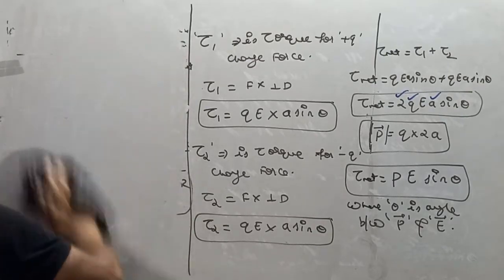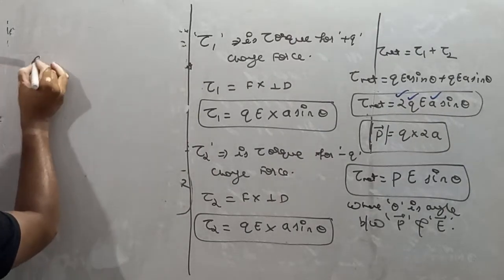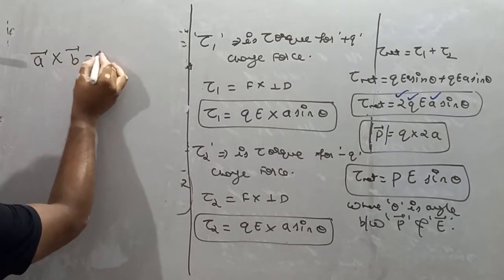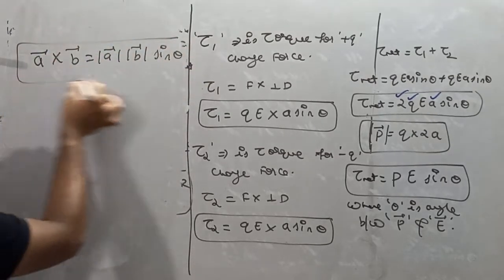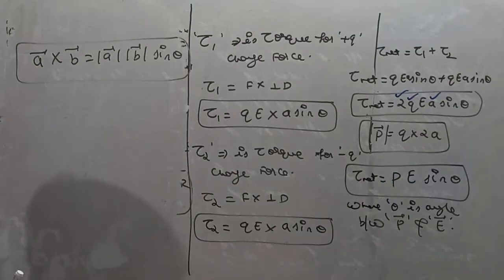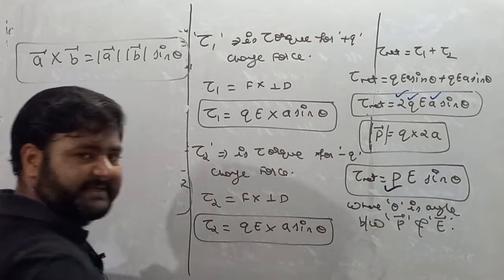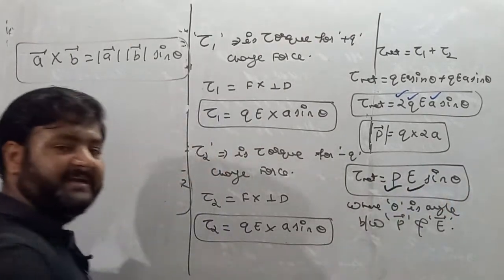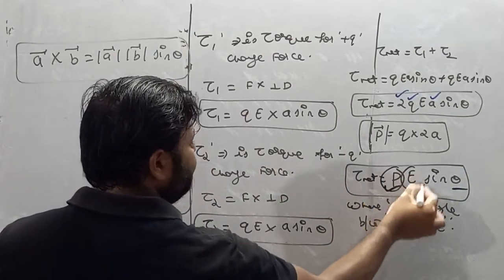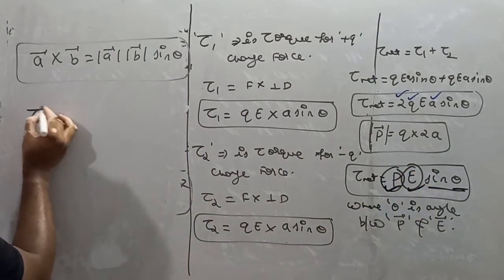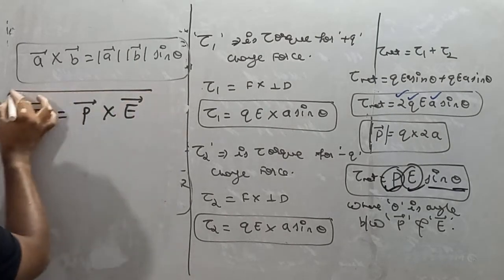then we know cross product of two vector quantity, that is A vector cross B vector, is magnitude of A, magnitude of B and sine theta. So we know that P, that is dipole moment, is vector quantity. Similarly, E is electric field, again a vector quantity, and sine theta. So we have vector, vector and sine theta. So I'll write tau is equals to P vector cross E vector.